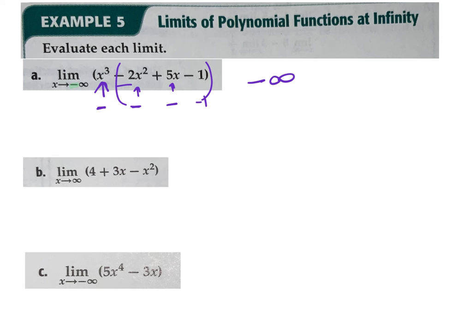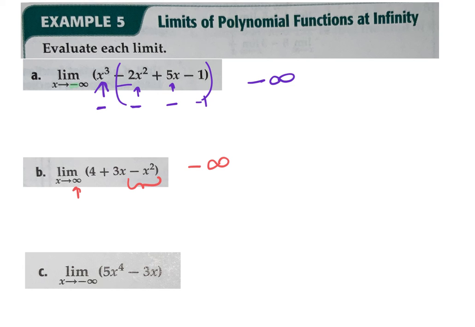So let's look at the next one. I am moving towards positive infinity, but let's look at my highest exponent. It's here. So it's going to be positive, but it has a negative 1 in front of it. Everybody see that? Yes. What's my limit going to be? Negative infinity.